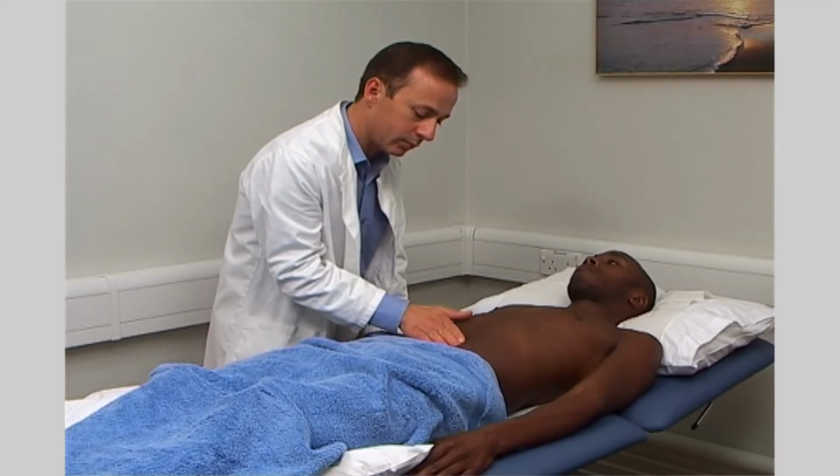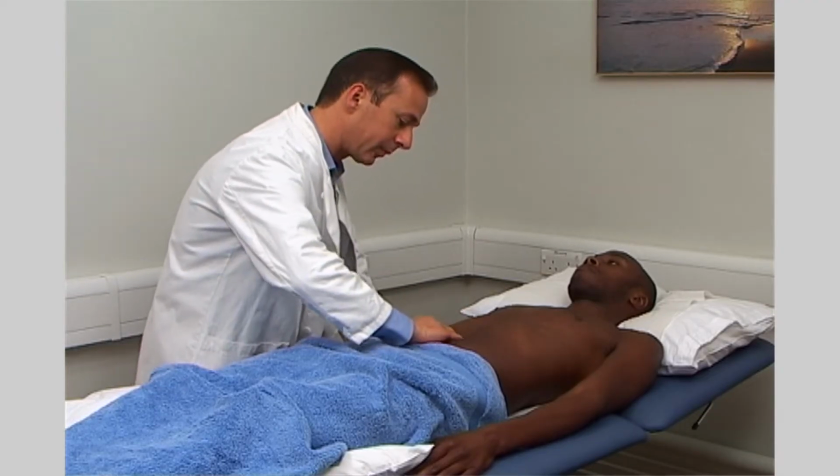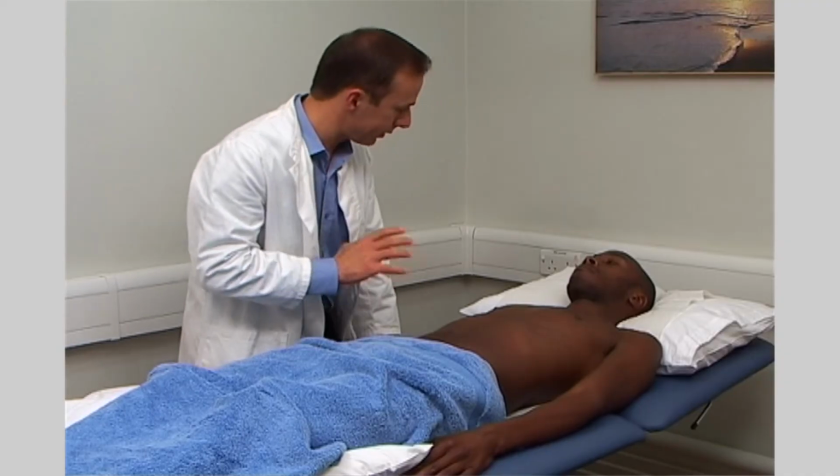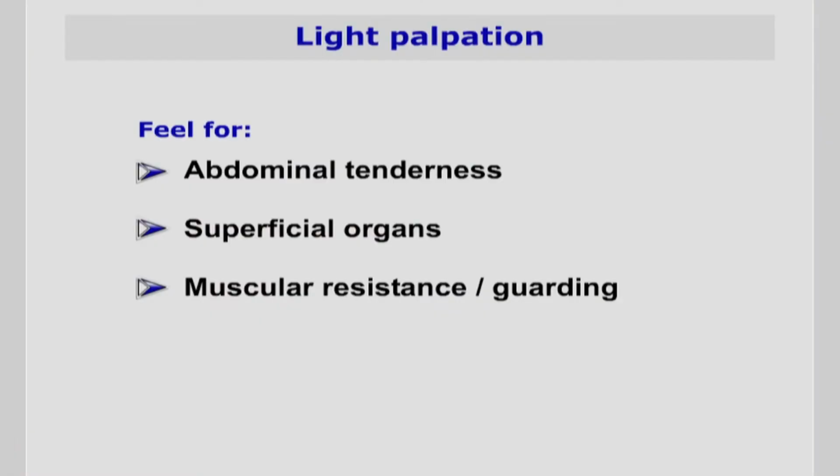Adopt a systematic method so that you ensure coverage of all the abdominal wall. You may, for instance, start at the epigastric region and work your way around clockwise. The purpose of light palpation is to feel for abdominal tenderness, superficial organs, and for muscular resistance.